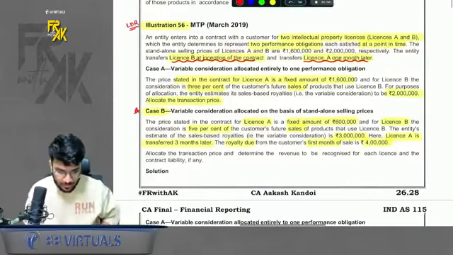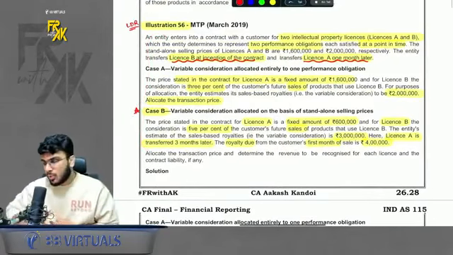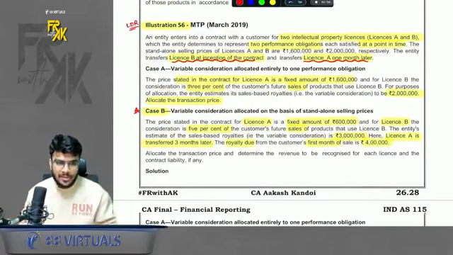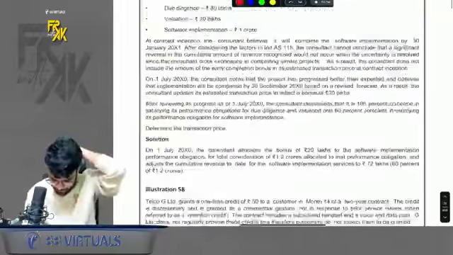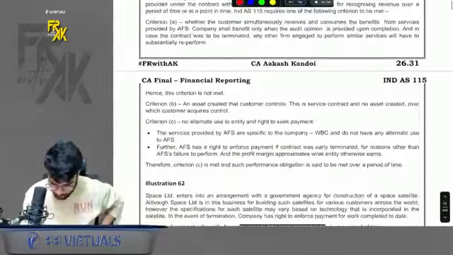I would suggest please give it a self-read also. See, I have tried to revise it, but of course there is no replacement of self-revision in this case. Okay, chalo.